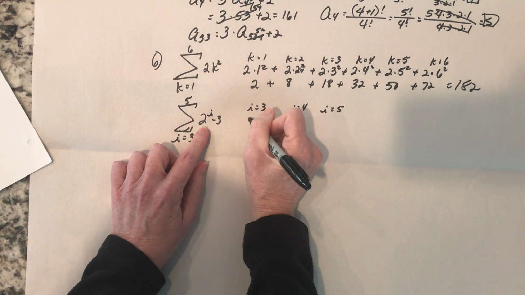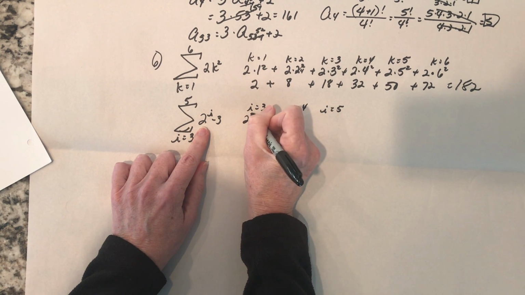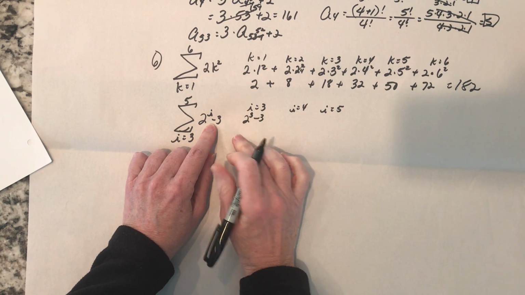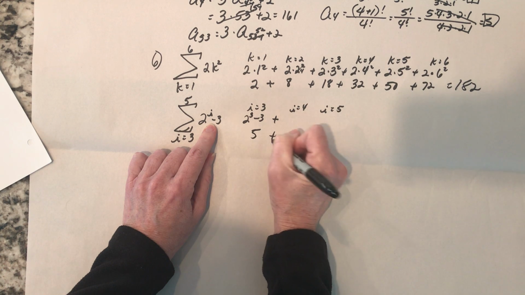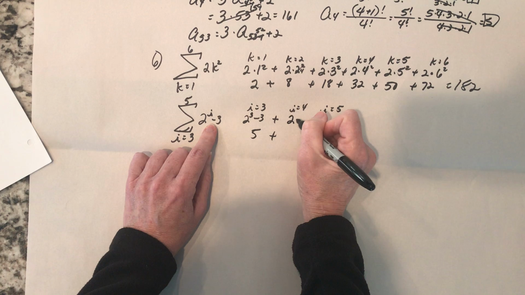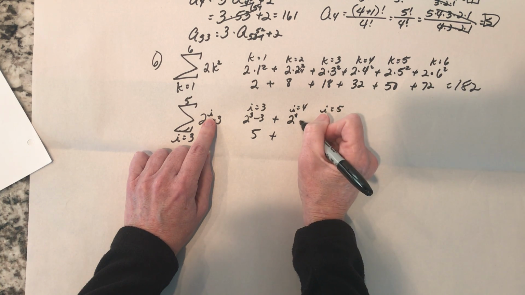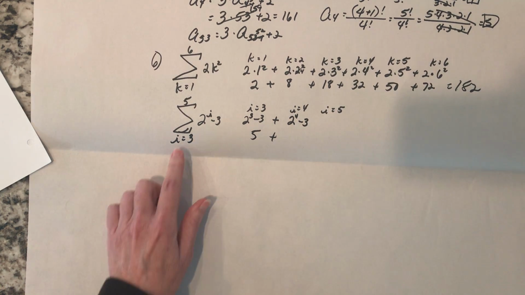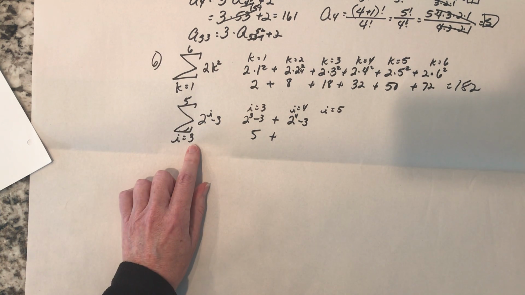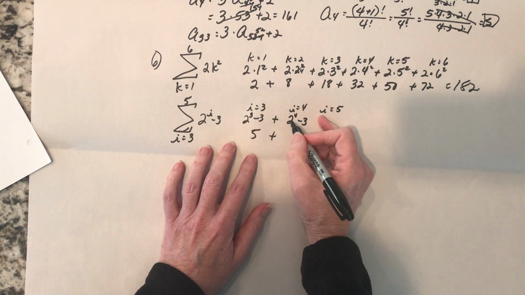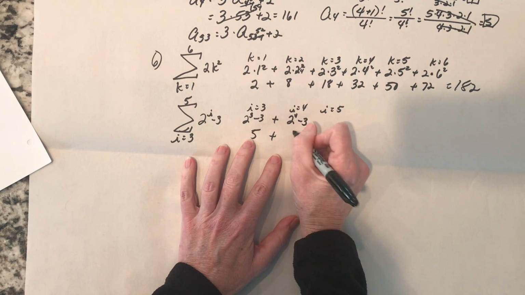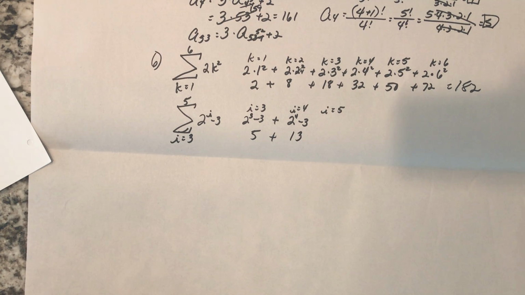So the first time through, we've got 2 to the third, because our i is a 3 this time, minus 3. 2, 4, 8, minus 3 is a 5. We're going to sum that. We're going to add that to 2 to the i, this time a 4, minus 3. Notice we didn't start with 1 and 2. It told you to start with a 3. k started with a 1, but this one starts with 3 and just goes up to 5. 2 to the 4th, you can use your calculator. 2, 4, 8, 16. 16 minus 3 is 13.